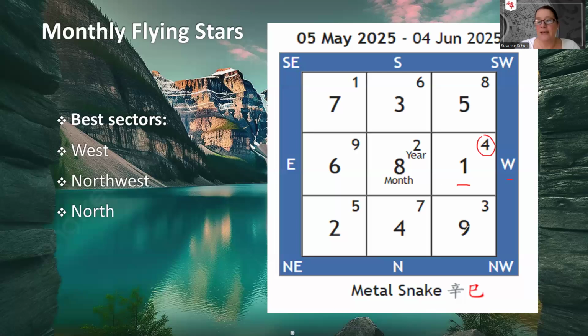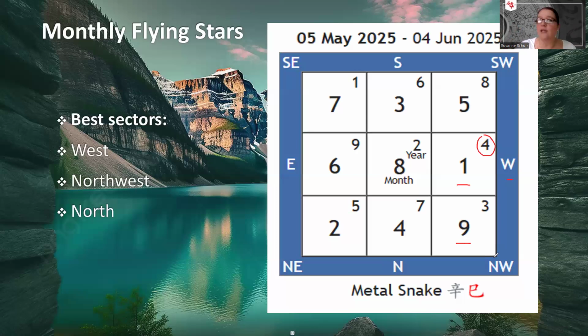Now the next one that is quite good is the Northwest sector with the number 9. So this is the primary wealth star. Any sort of financial decisions that you need to make, do it from the Northwest sector, because this is actually really good. Also, it is a happiness energy. So if you've been feeling a little bit down and a little bit unmotivated and just out of sorts, spending more time in the Northwest sector will increase your hope and faith for the future. You don't even have to do much.